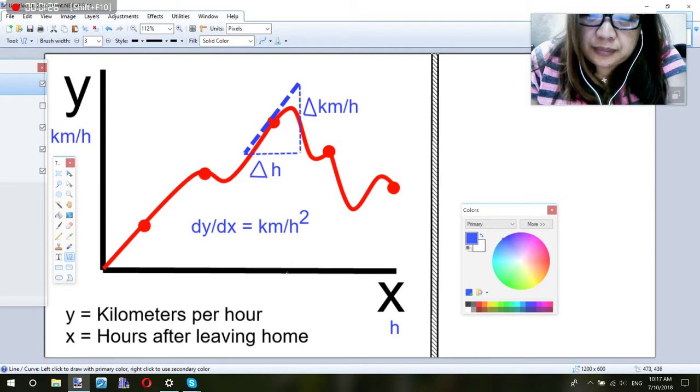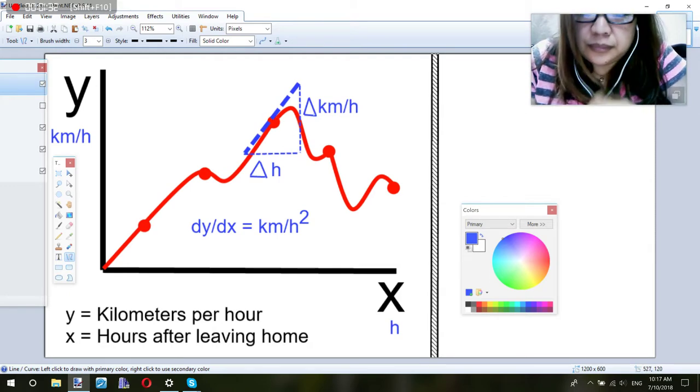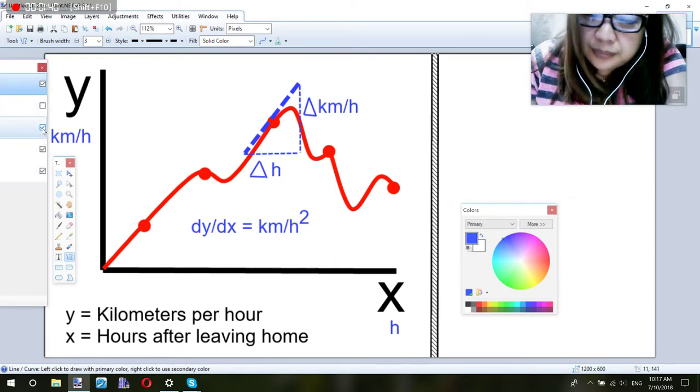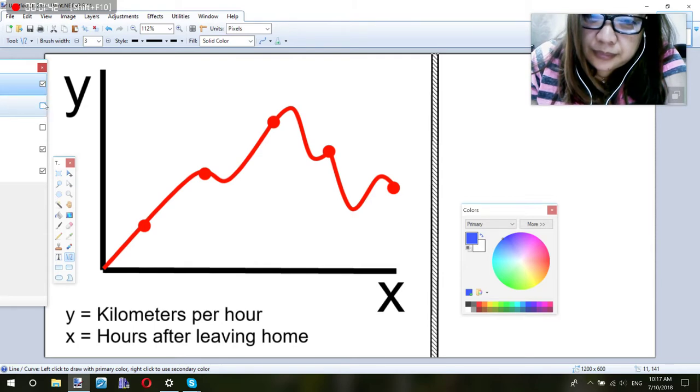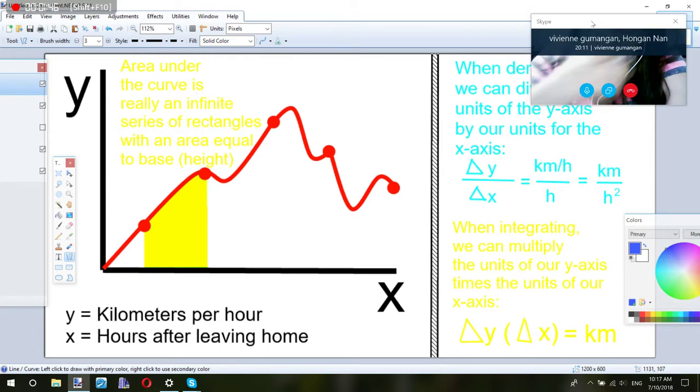So if I wanted hour 3, for instance, here, my slope would be my change in y over change in x at that point. So that's change in kilometers per hour over hours, which if I divide out gives me kilometers per hour squared. Okay, if I wanted to take a look at the integral, I would be getting the area underneath the curve instead. So that would look something like this.